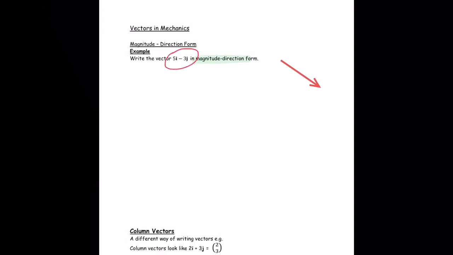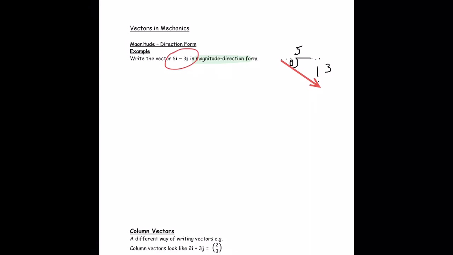I've already drawn it out. It goes across 5 in the i direction and down 3, minus 3 in the j direction. And I'm just going to show that the angle that I'm going to work out, my theta, is that angle there below the horizontal. So this vector goes across to the right 5 and down 3.